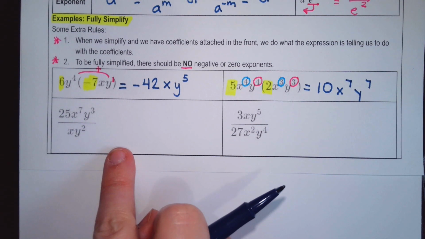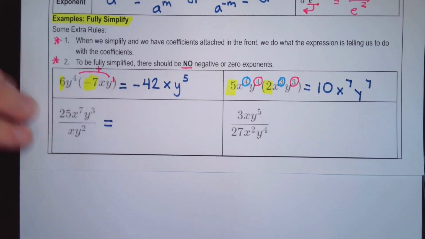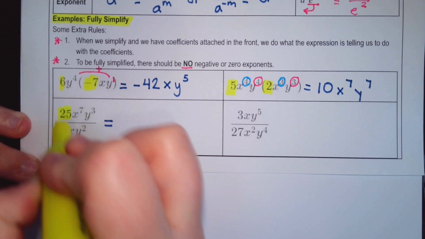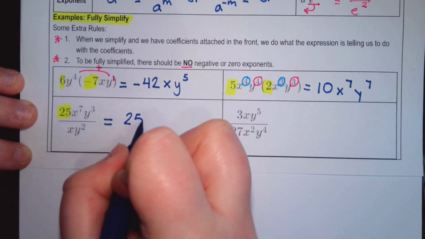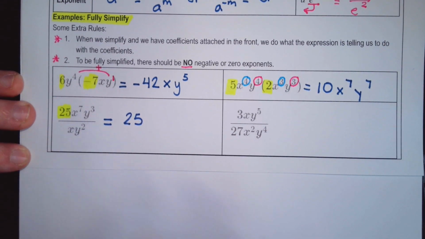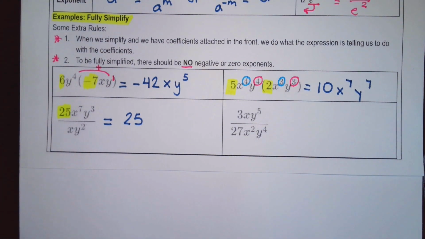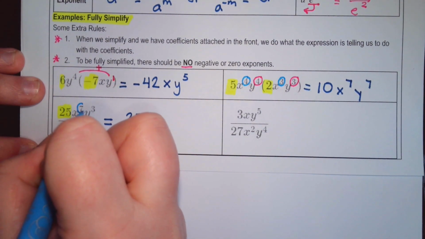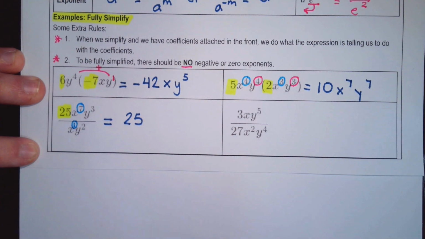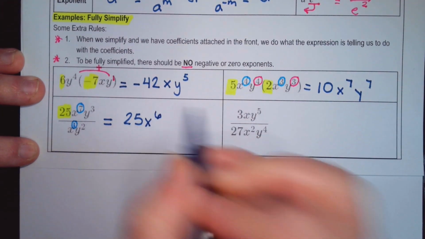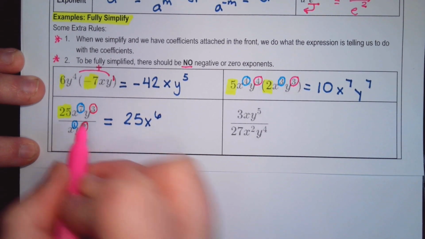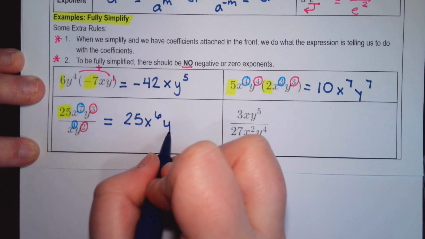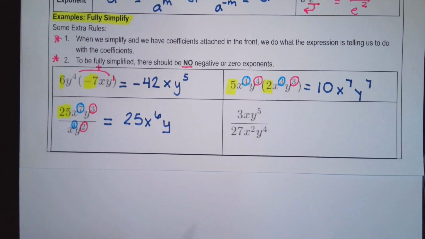All right, now let's try some division. So here we have a number in front on the top, no number in front on the bottom, so it's just going to stay 25. All right, now our x's. We have 7 and 1. So again, we're dividing, so we subtract. 7 minus 1 is 6. And now we do the same with the y's. 3 minus 2 is 1, so we're just going to leave it as y.